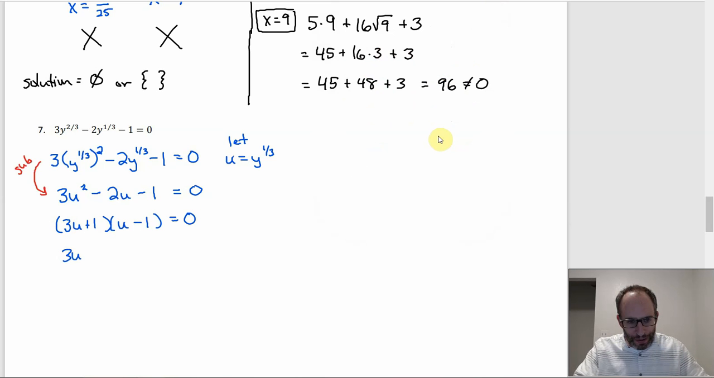All right, so then we'd have 3u plus 1 equals 0, and we'd have u minus 1 equals 0. So then here you get that u is negative 1/3. Here you get that u is 1, and then we're going to back sub. So if we do that, you'd have y to the 1/3 equals negative 1/3. And here you'd have that y to the 1/3 equals 1.